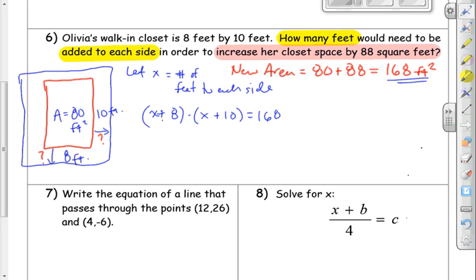And remember that new area we found earlier? We're going to use that now. That new area will be 168. If we multiply binomials here, we'll get x squared plus 18x plus 80 equal to 168. In standard form, this would become x squared plus 18x minus 88 is equal to 0.